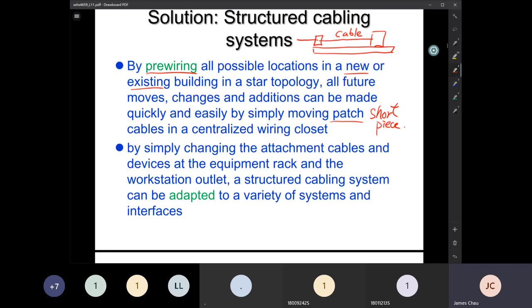Now, therefore, by simply changing the attachment of the cables and the device at the equipment rack, so that the equipment has a socket and also the workstation outlet. Using the structured cabling system, it can be adapted to various systems and interfaces very easily. And nowadays we are mainly using a wire type of connection. We follow the standard that we are going to introduce to you.